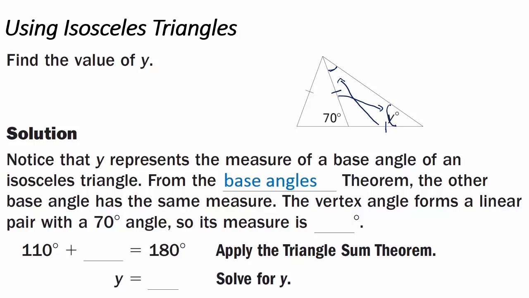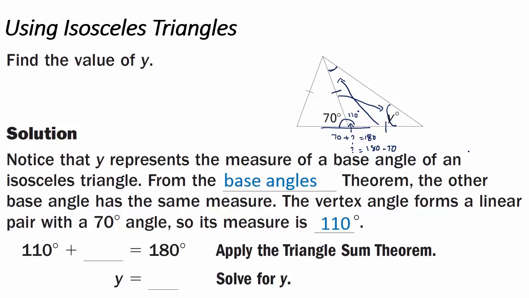From the base angles theorem, the other base angle has the same measure. I need to find the value of y. In order to find the value of y, I need to know what this vertex angle is. Looking over here, I know that this is a straight line and that these two angles add up to 180 degrees. So 70 plus this angle is equal to 180. Solve for this unknown angle by subtracting 70 on both sides, and I get that this angle measure is 110 degrees. The vertex angle forms a linear pair with a 70-degree angle, so its measure is 110 degrees.